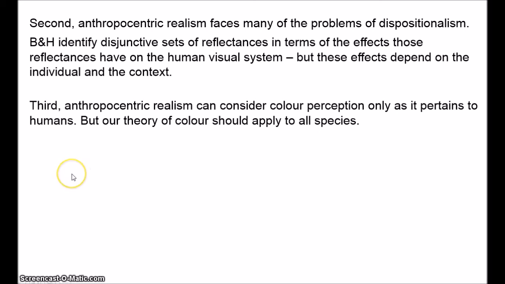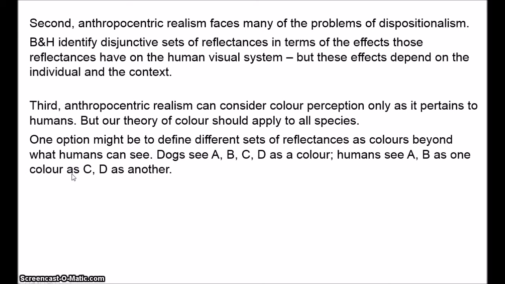Now, one possible attempt to extend the theory to other species and to colourblind humans would be to define different sets of spectral reflectances as different colours beyond what normal humans can see. So each species sees different colours. Each species has a different collection of sets of spectral reflectances. For instance, dogs see the reflectances A, B, C and D as a colour. Humans see A and B as one colour and C and D as another. So A, B, C, D, that's one colour. AB is another colour, CD is another colour.